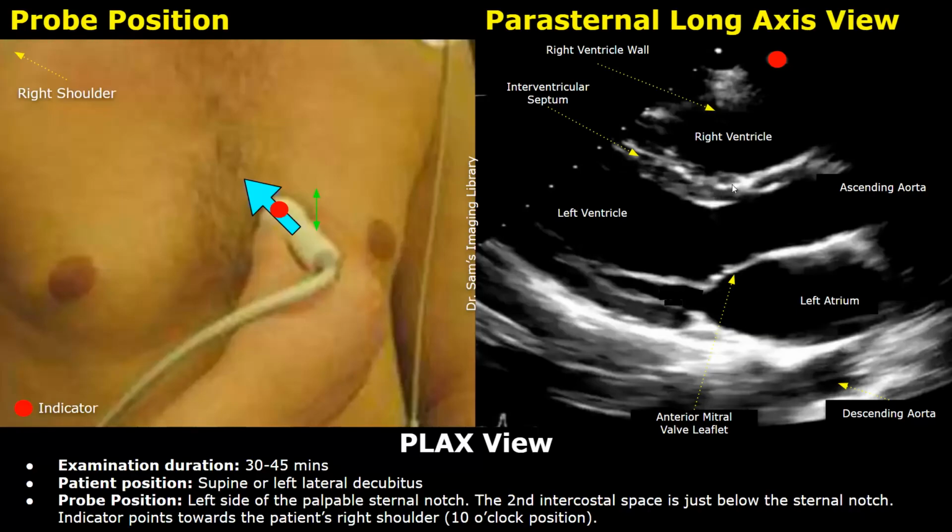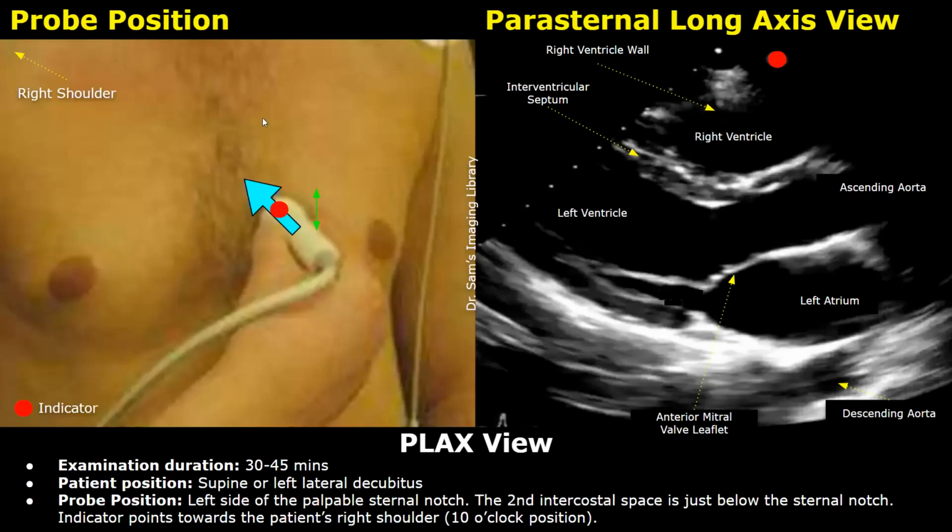The first view that is taken in echocardiography is the parasternal long axis view. It's a very important view. To get this view, place the patient in either the supine or left lateral decubitus position. In this image, the patient is in the supine position. Place the sector or phased array probe just to the left of the sternal notch. The sternal notch is palpable, so it is easy to find it.